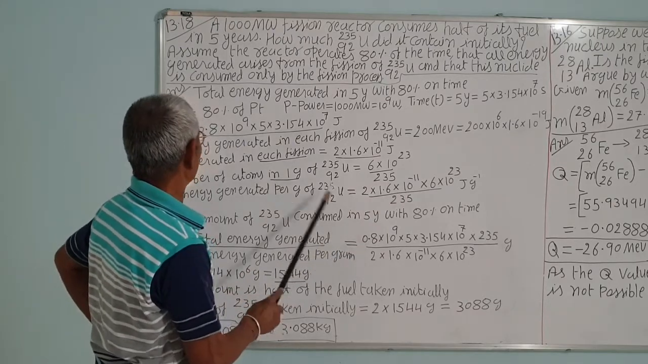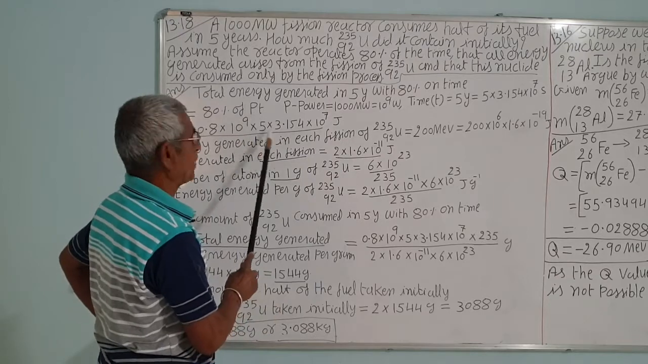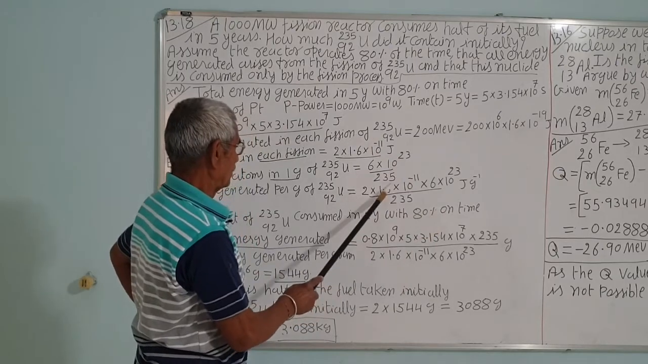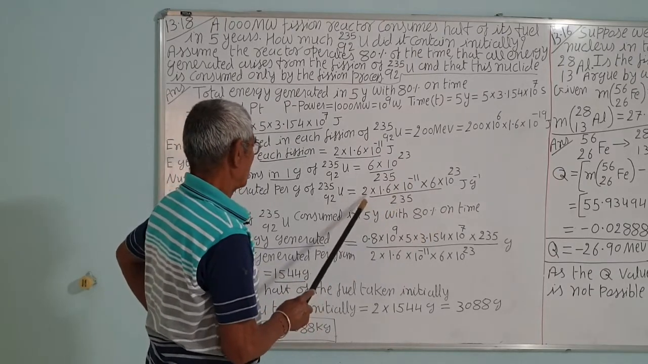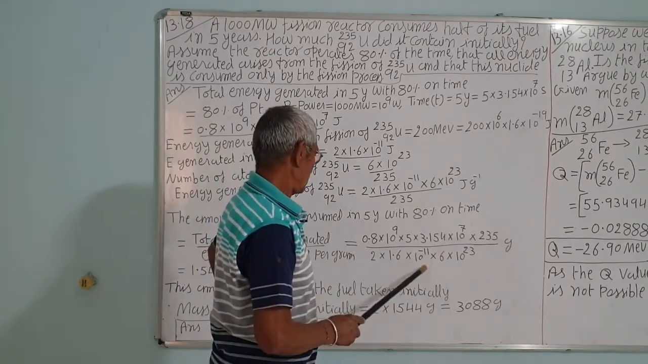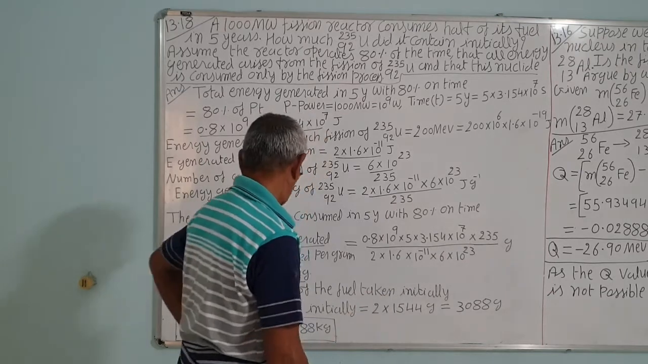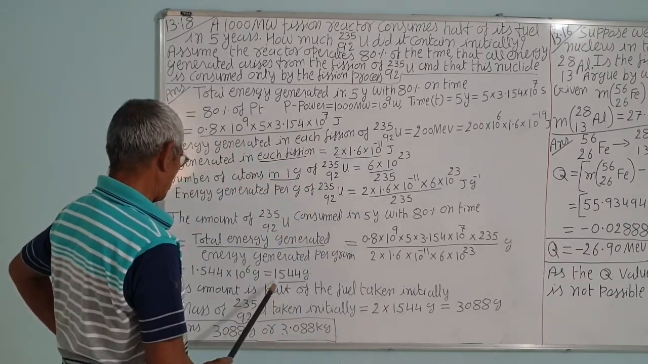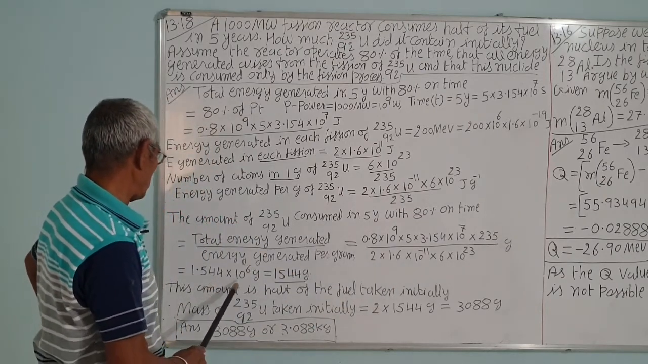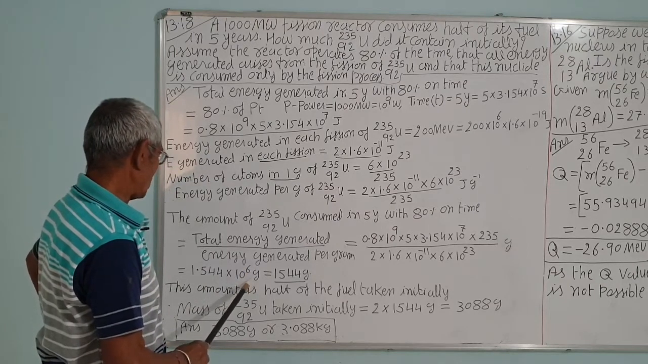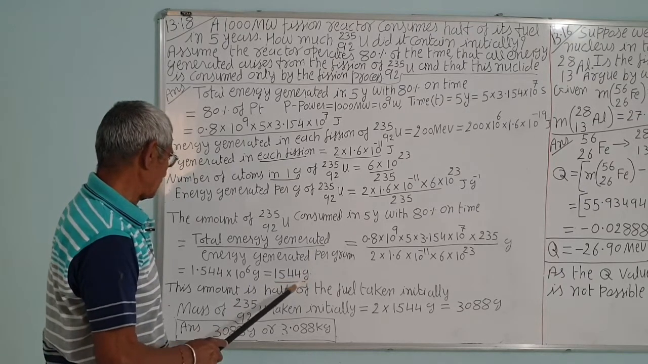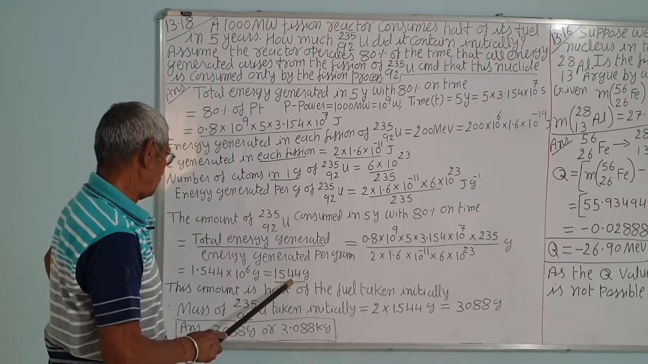So 0.8 into 10 raised to 9 into 5 into 3.154 into 10 raised to 7, upon 2 into 1.7 into 10 raised to minus 11 into 6 into 10 raised to power 23. This calculation is 1.544 into 10 raised to 6 gram, which is converted to kg by dividing by 1000, that is 1544 grams, or you can say 1.544 kg also.